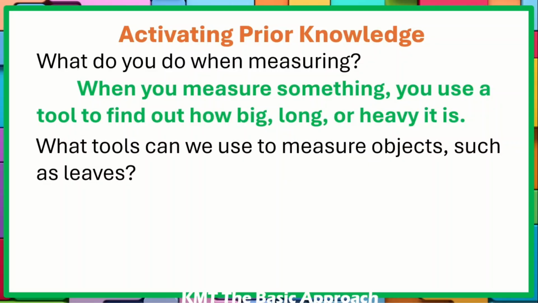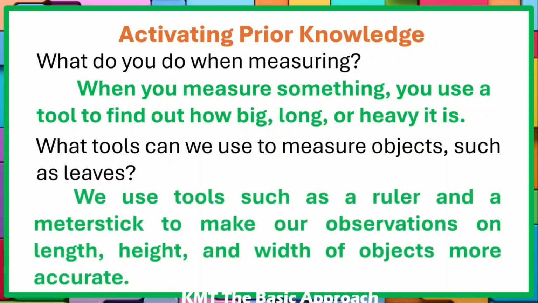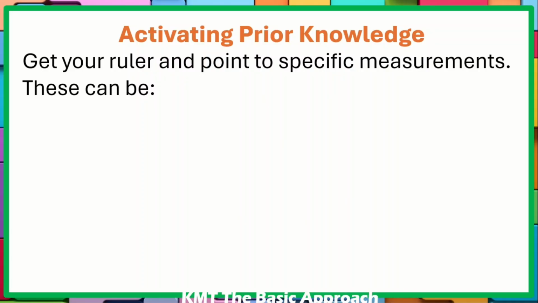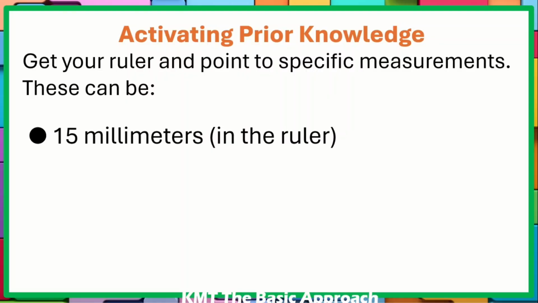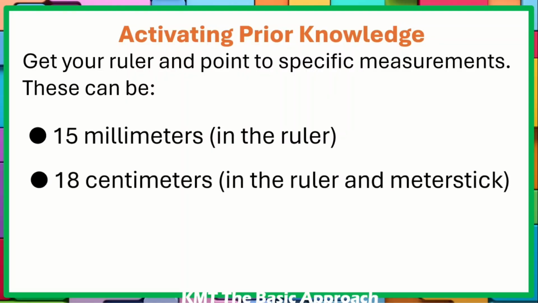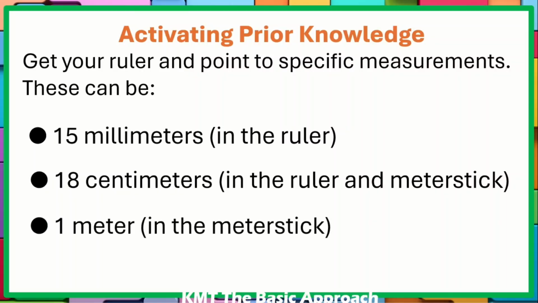What tools can we use to measure objects such as leaves? Great! We use tools such as a ruler and a meter stick to make our observations on length, height, and width of objects more accurate. Now, get your ruler and point to specific measurements. These can be 15 millimeters in the ruler, 18 centimeters in the ruler and meter stick, and 1 meter in the meter stick.